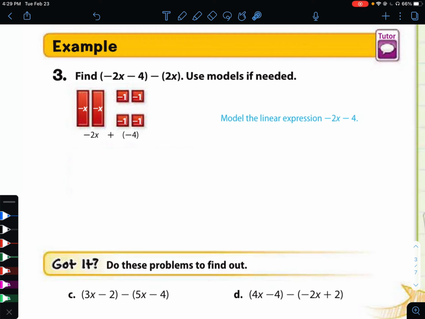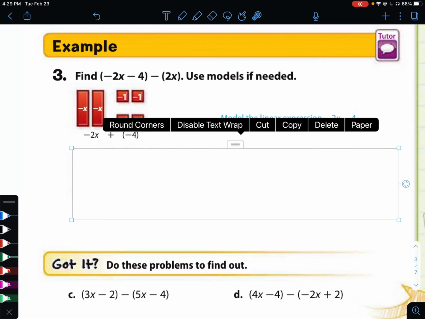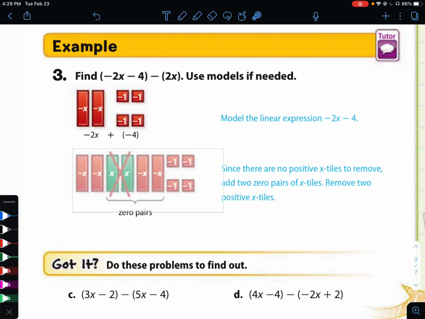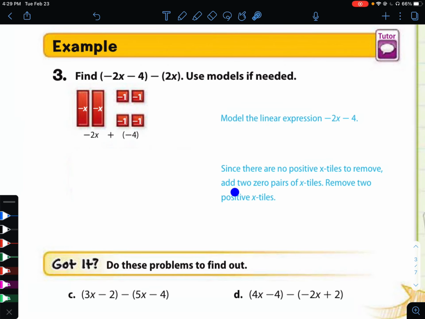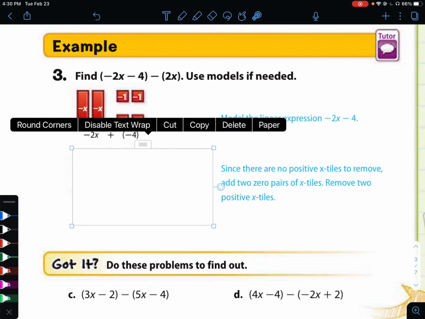So for us to be able to subtract 2 positive x tiles, we need to add 2 positive x tiles. But if you add 2 positive x tiles, it will change the entire thing. So what you want to do, okay, let me read through here first. Since there are no positive x tiles to remove, add 2 zero pairs of x tiles. So that means when you add your positive 2 x tiles, it should come as 0 pairs. Remove the 2 positive x tiles, and this is what I mean.